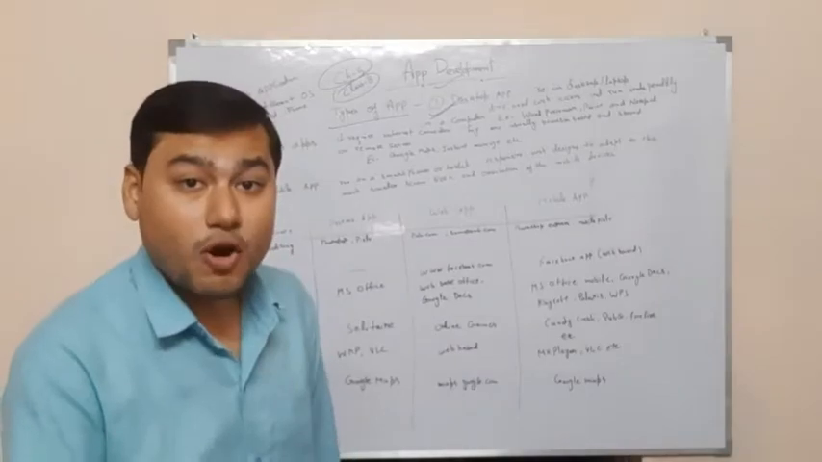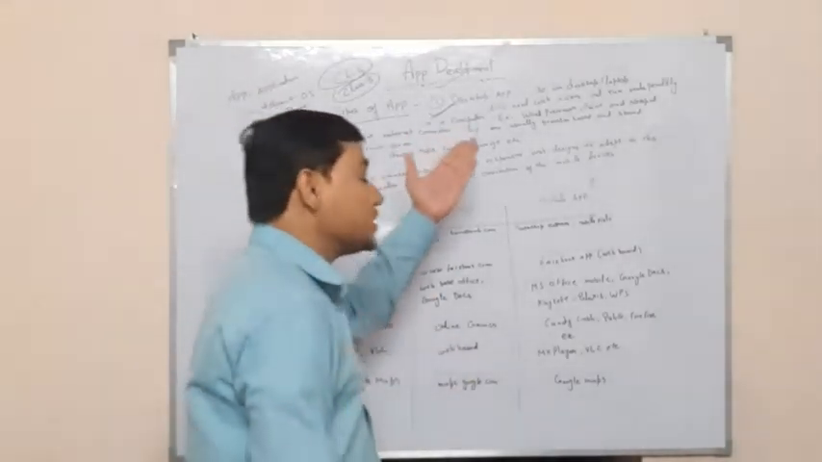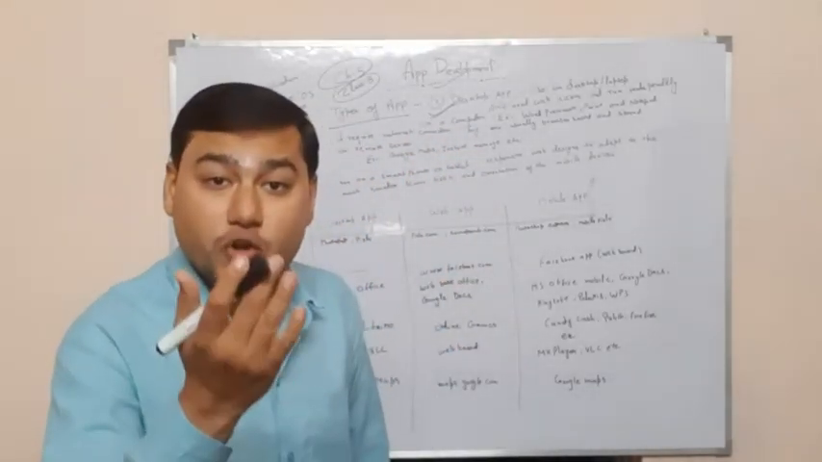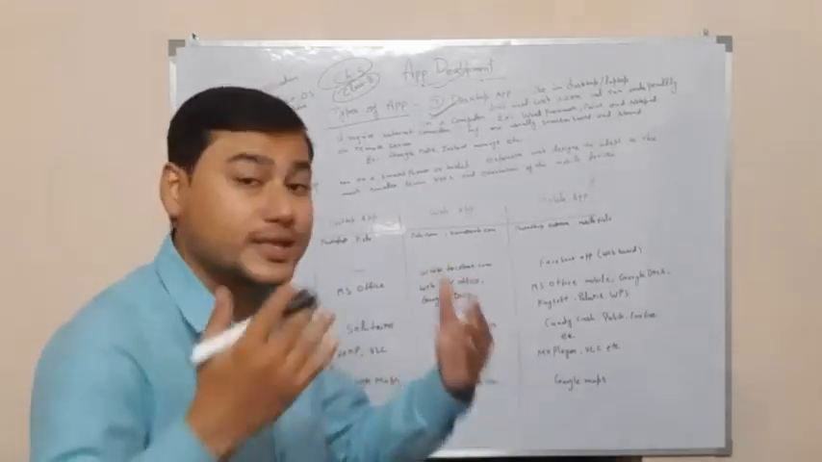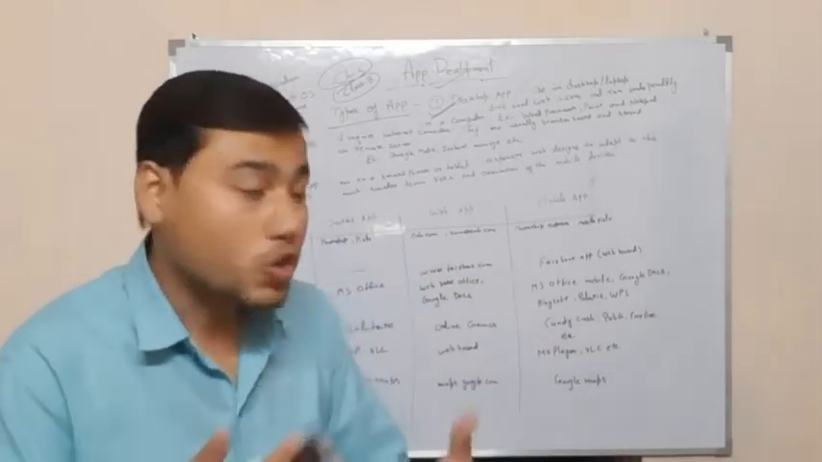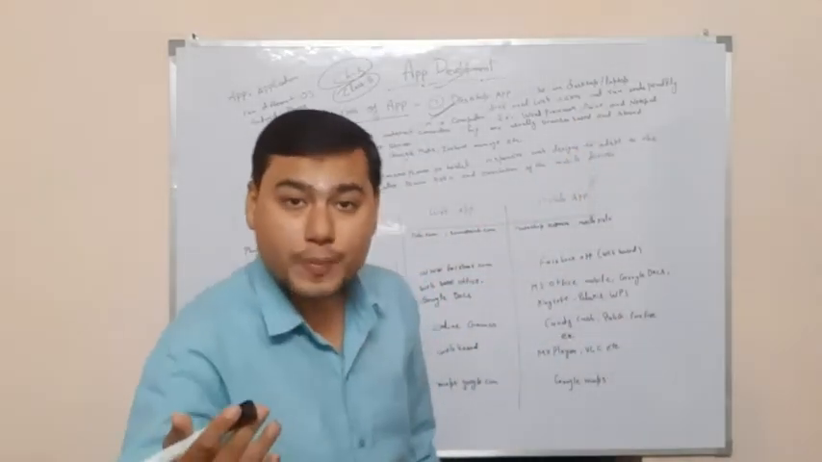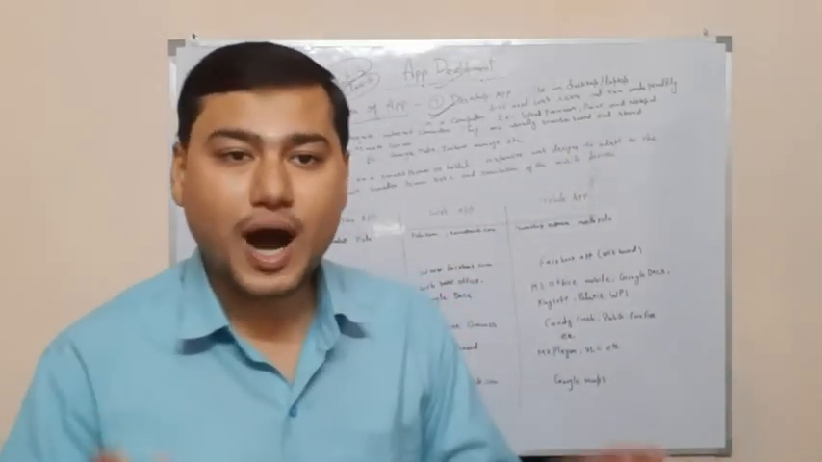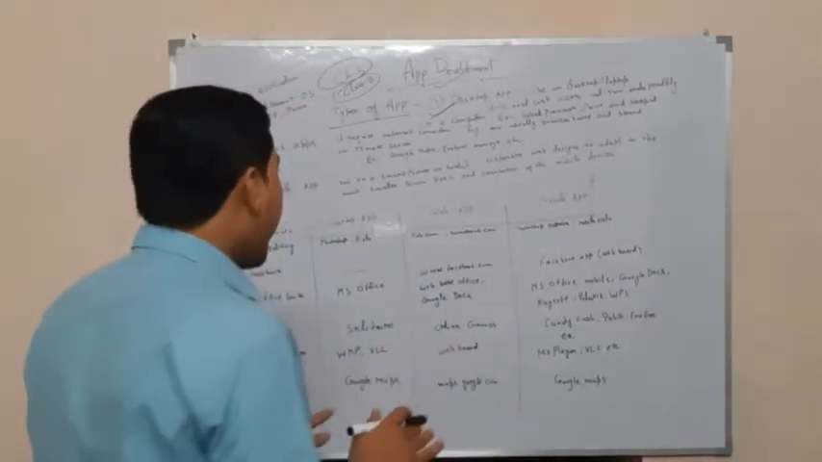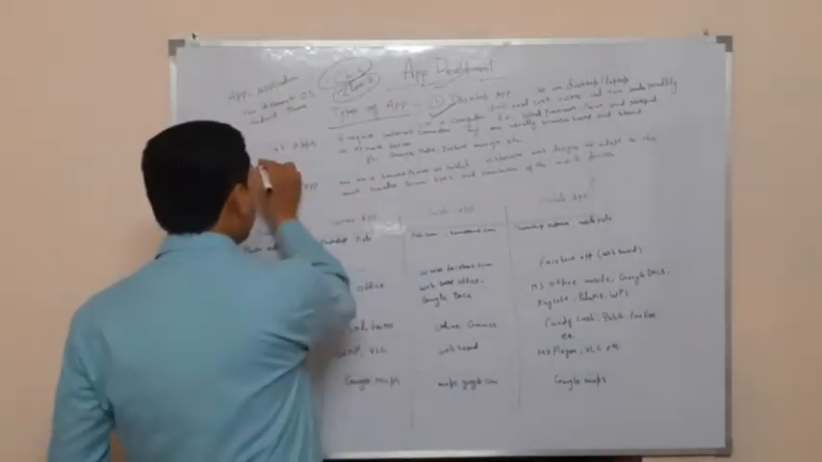An example of a desktop app is a word processing app, for example MS Word. MS Word is an example of a desktop app. Paint and Notepad are also desktop apps. And now, talking about web apps.